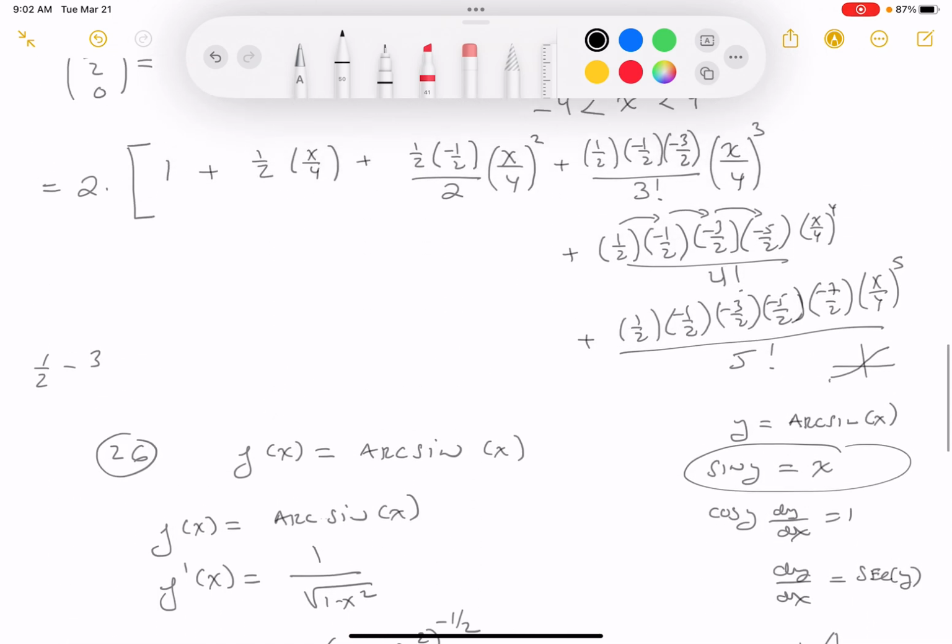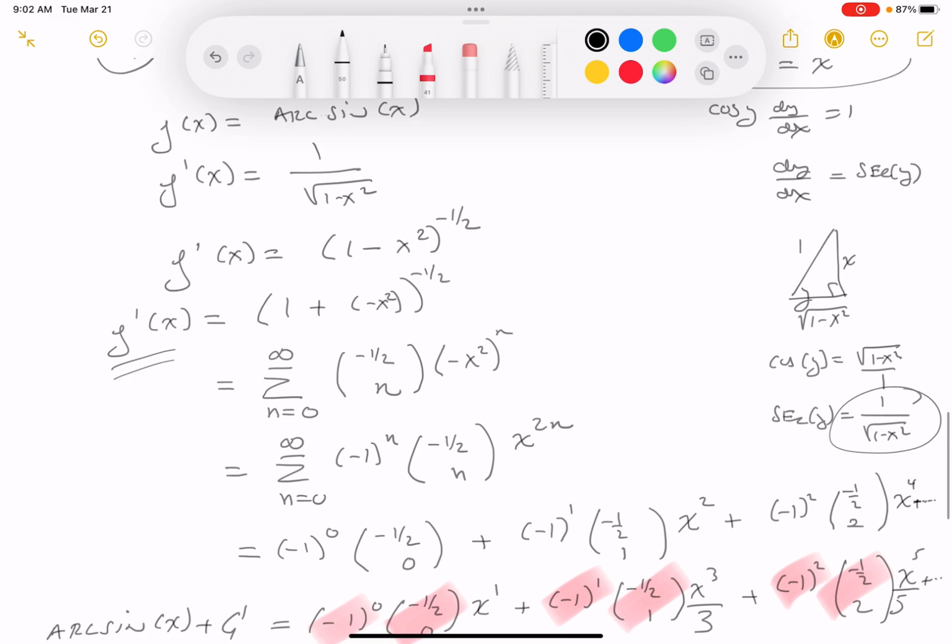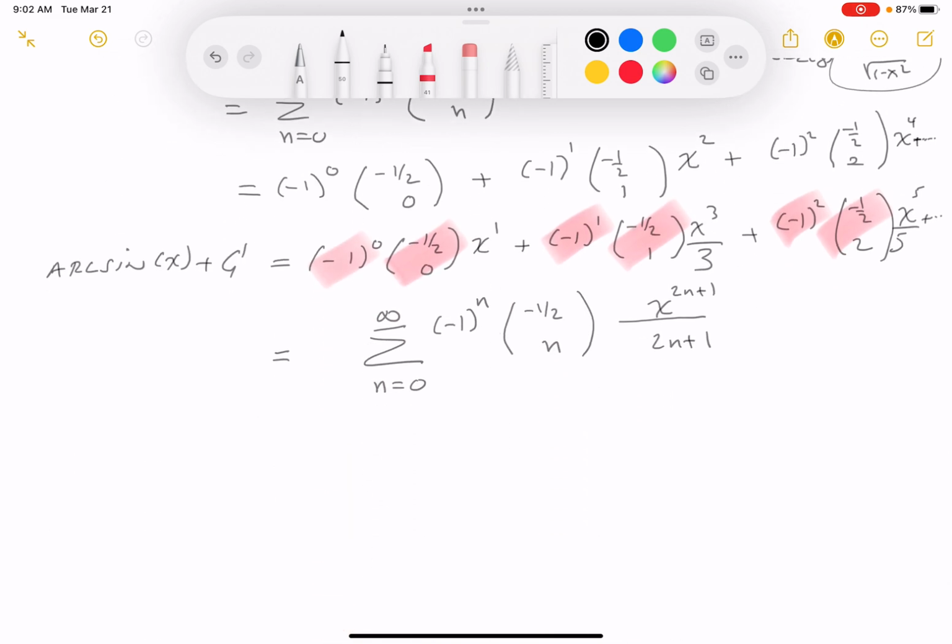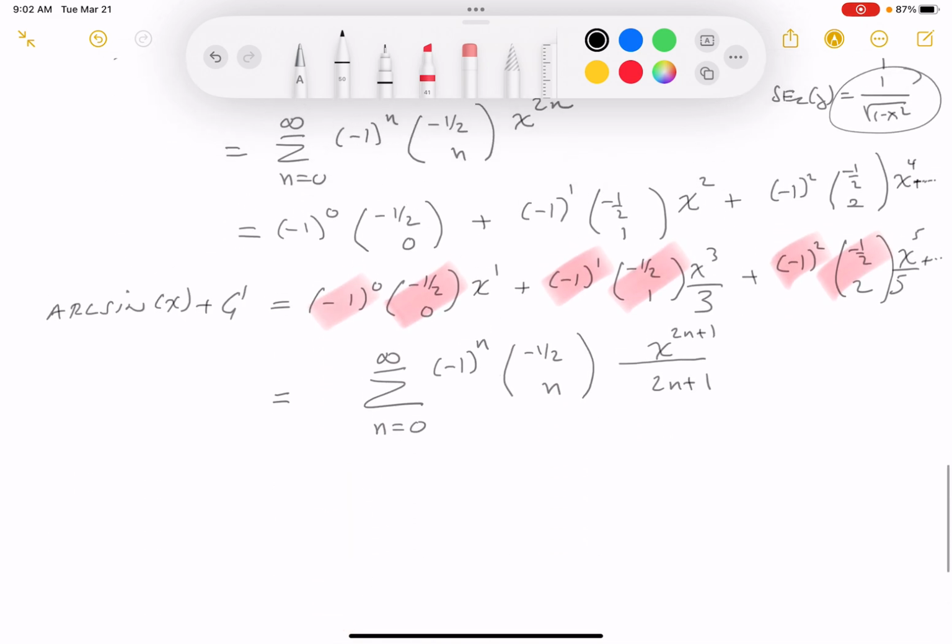And I think we did the binomial before, right? And it's between minus 1 and 1. So now my x squared is still going to be between minus 1 and 1. So the x is between minus 1 and 1. And I think we're done.